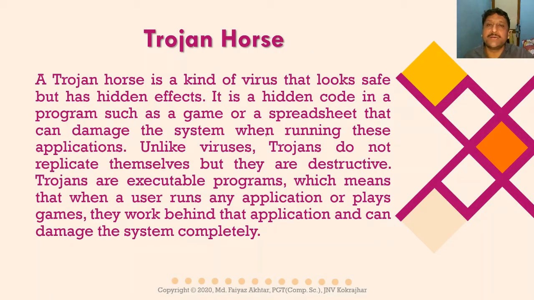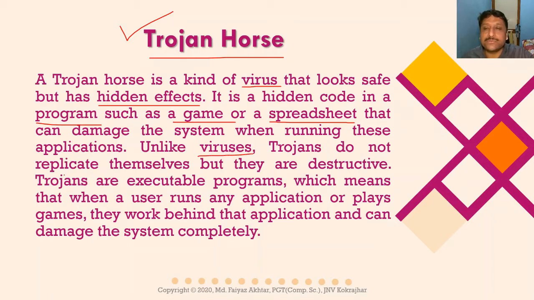Now we are going to learn about the Trojan Horse. It's a special type of worm. A Trojan Horse is a kind of virus that looks safe but has hidden effects. It is hidden code in a program, such as a game or a spreadsheet file, that can damage the system when running this application. Unlike viruses, Trojans do not replicate themselves. Viruses replicate themselves, but a Trojan Horse does not make copies of itself.